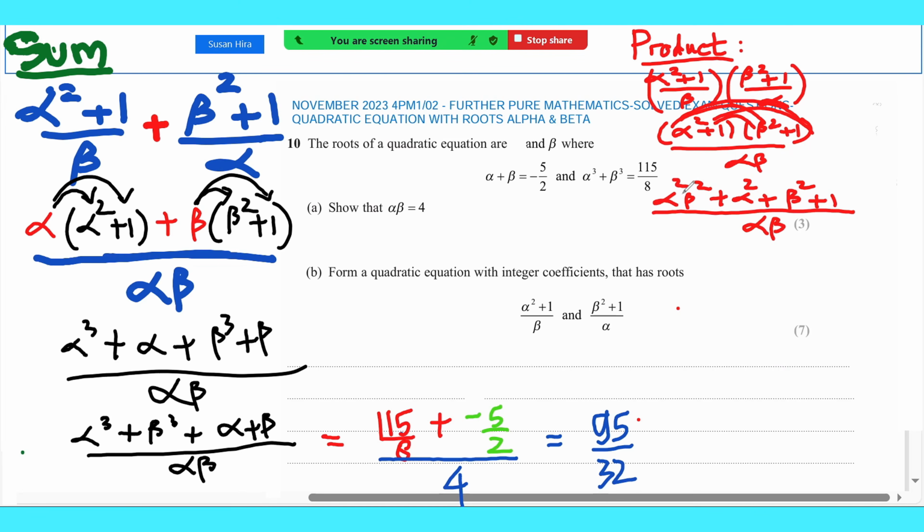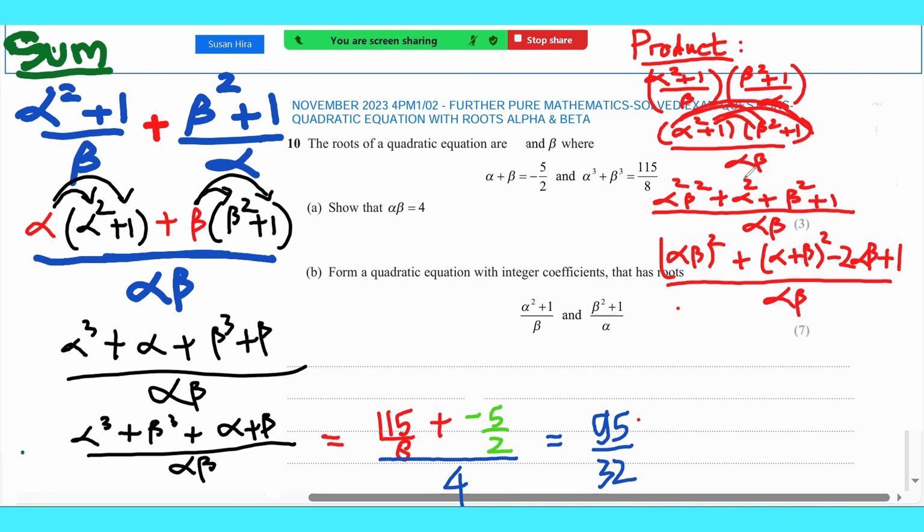Now what we have to do is collect this alpha beta and put it in the bracket, and then for this part we have to remember the algebraic identity: alpha plus beta square minus 2 alpha beta, plus 1 over alpha beta. So now we see that we have alpha beta, and alpha plus beta also has its value. So we just plug in the numbers.